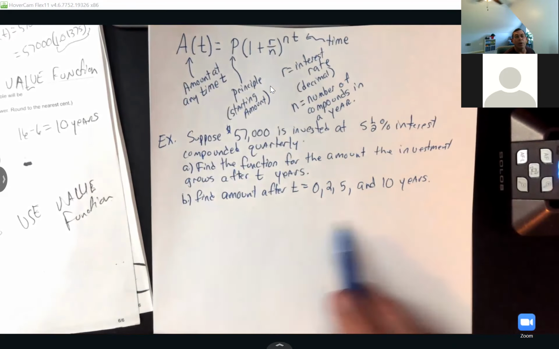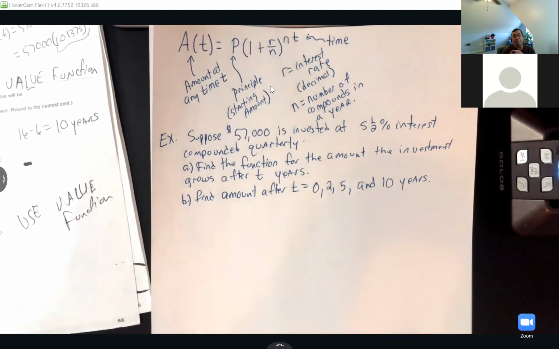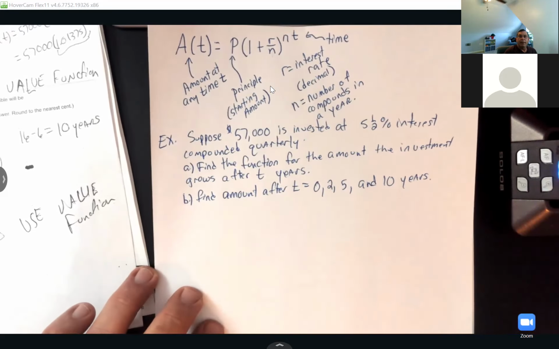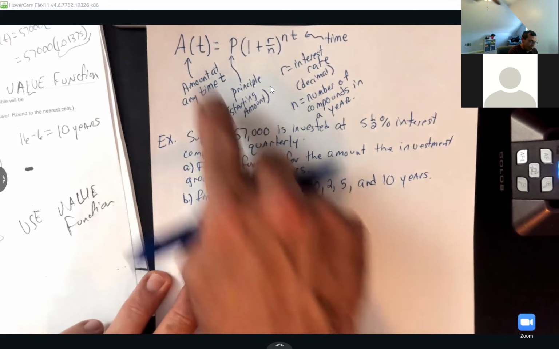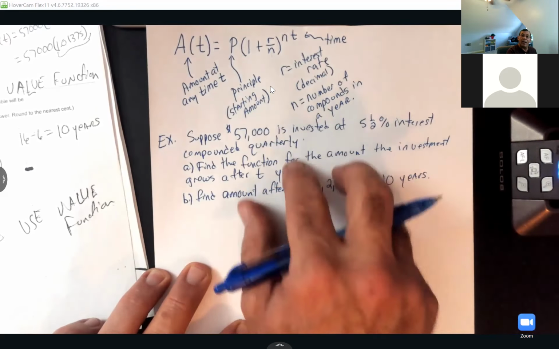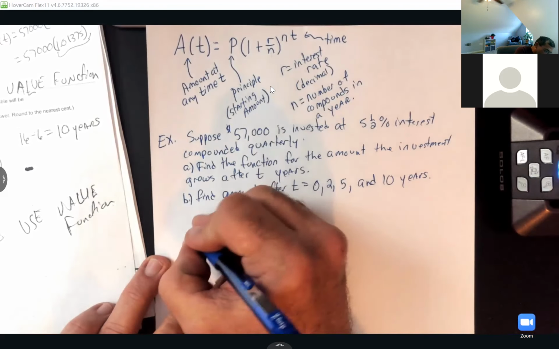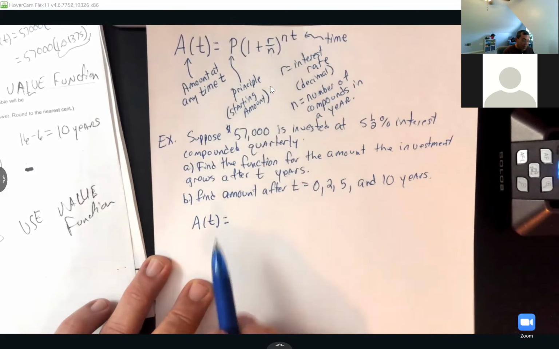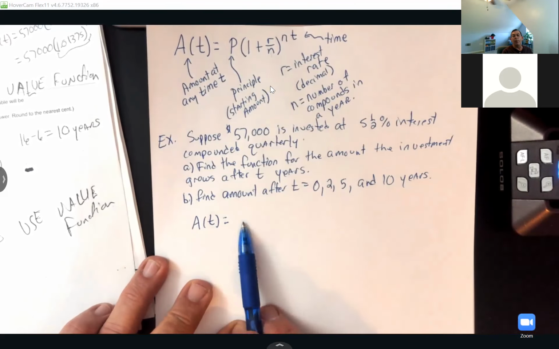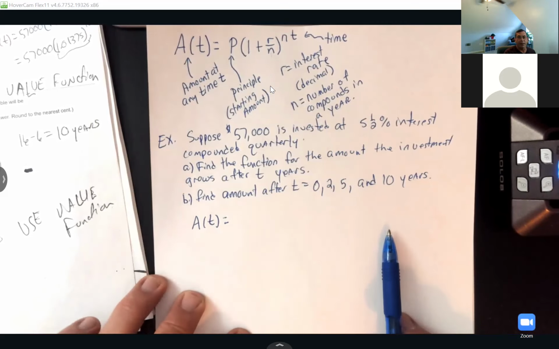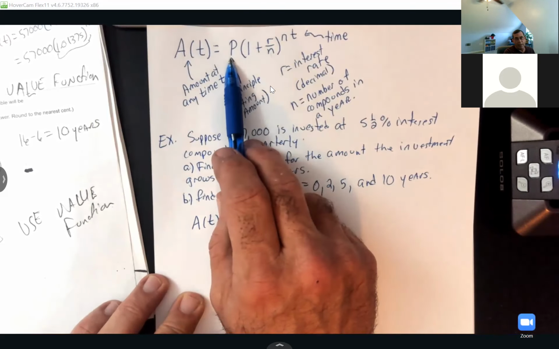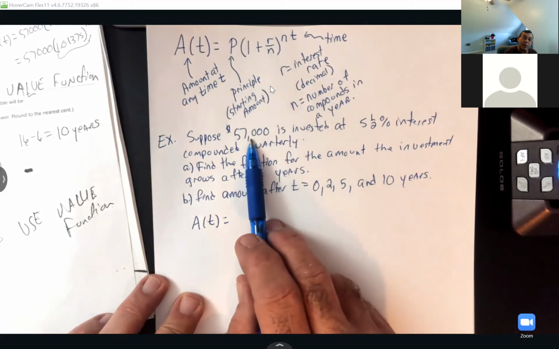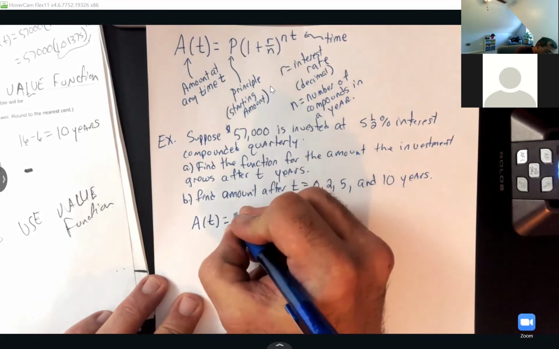Now that's the part you're going to love, that calculator, what I'm going to show you. Might be new for some of y'all, might not be. So we'll see. So first of all, they want us to fill out this formula using our data. So we're going to bring down our A of T. The MathLab will give you the A of T part. All we got to do is fill in the rest of it, okay? So my principal balance is my starting amount. My starting amount is $57,000.